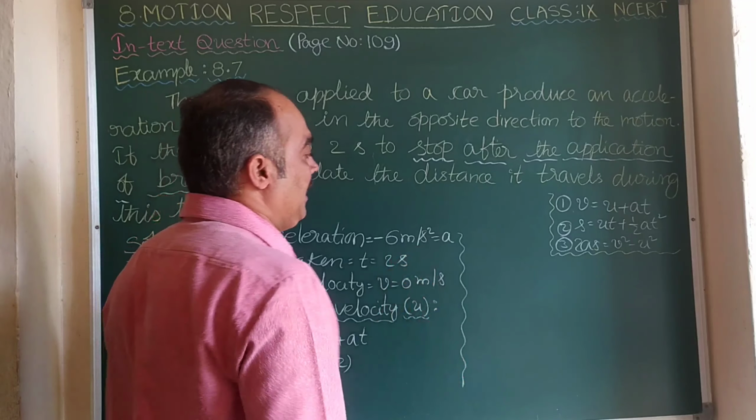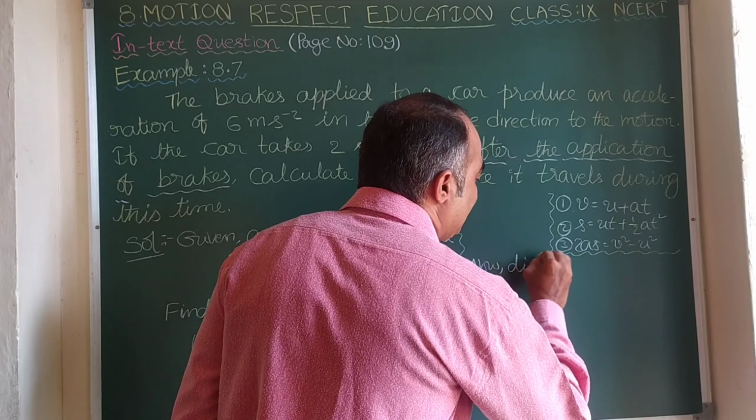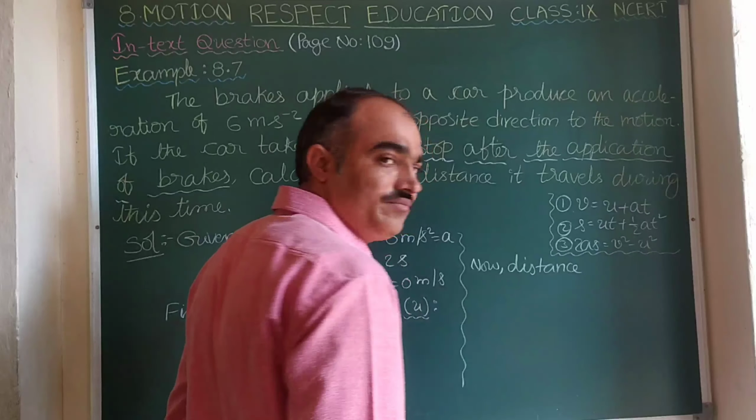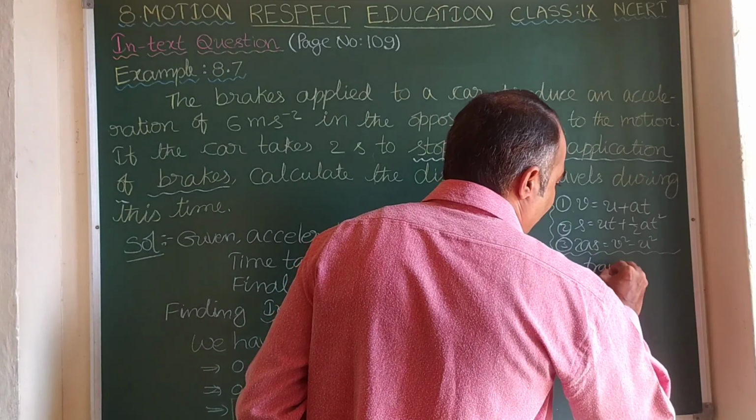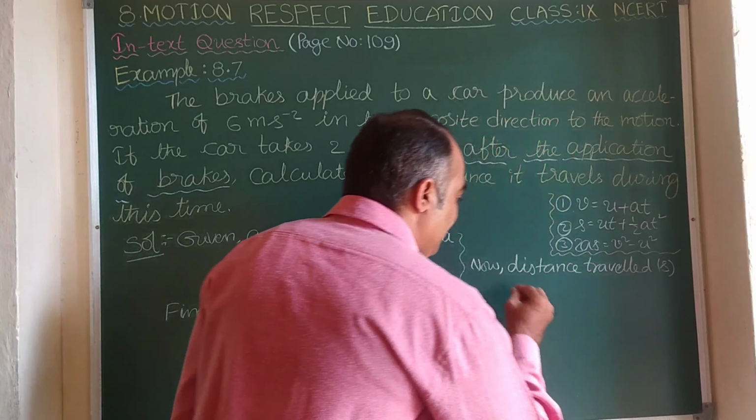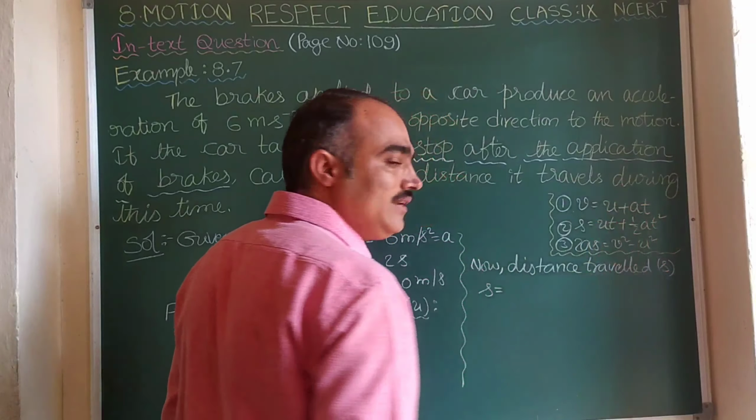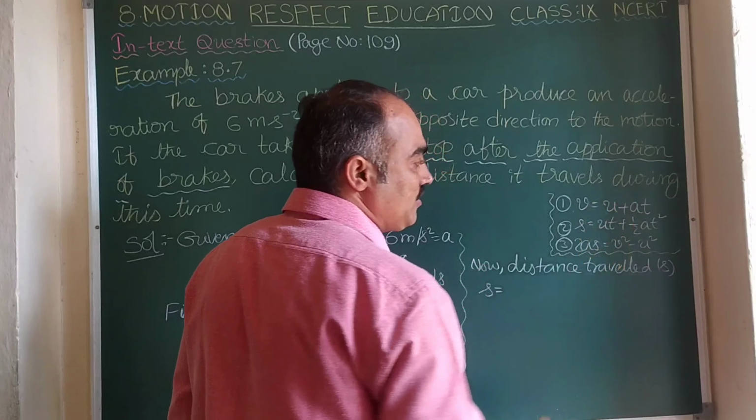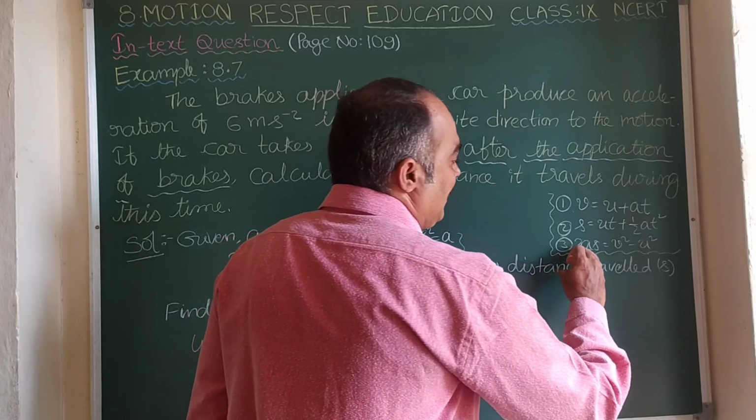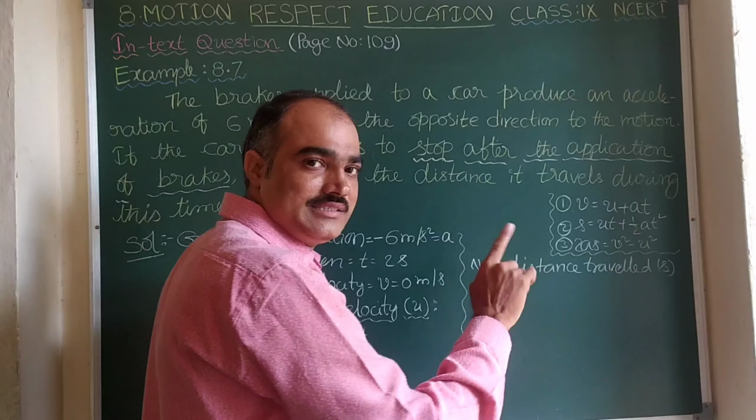Now we enter the exact problem. Distance traveled by the car, denoted by s. Here you can use either s equals ut plus half at square or 2as equals v square minus u square. Let us use the third formula, which will be easy to simplify. You can even use the second one also. Don't think that using the second one is wrong. Using the second one you will get the same answer.